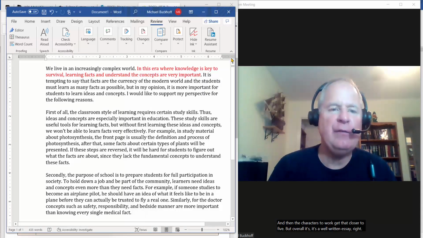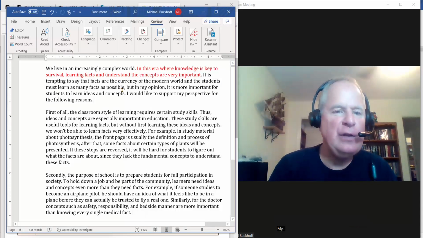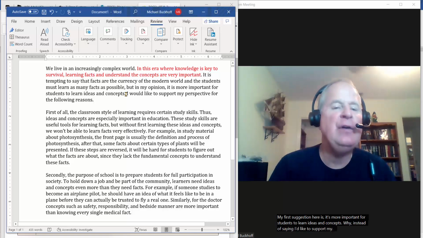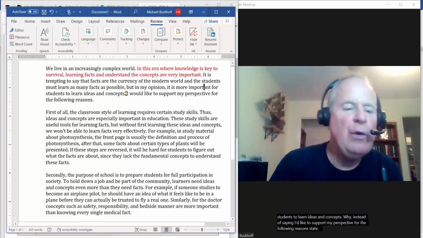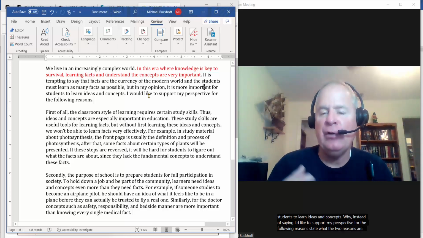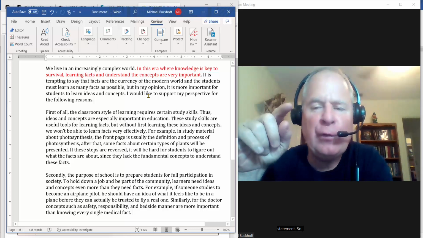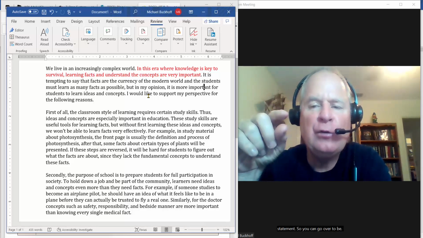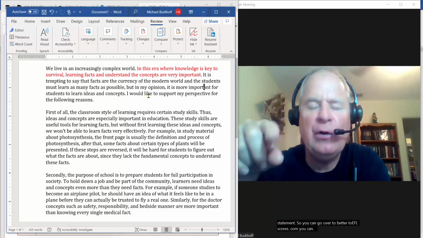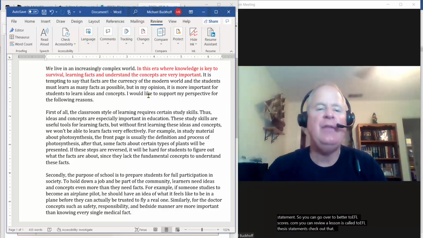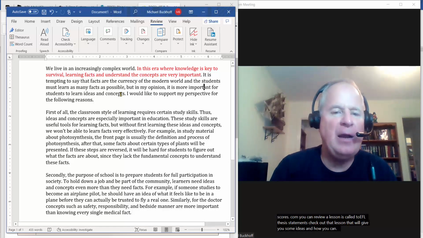So let's take a look at a few things here. My first suggestion here is, it's more important for students to learn ideas and concepts. Why? Instead of saying, I'd like to support my perspective for the following reasons, state what the two reasons are, so you have a little bit more specific thesis statement. So you can go over to bettertoeflscores.com. You can review a lesson. It's called TOEFL Thesis Statements. Check out that lesson. That'll give you some ideas on how you can frame that.